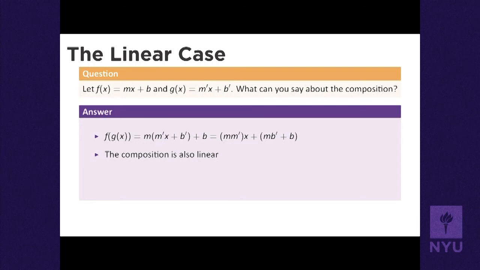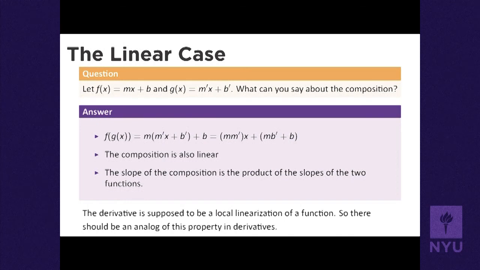Who cares? Well, if you look at it formally now, you see that what we have is a constant times x plus another constant, which means that the composition of two linear functions is another linear function. And what is the slope of that composed linear function? It's the product of the slope of the first function and the slope of the second function. So when you take two linear functions, mx plus b, m prime x plus b prime, whatever those are, the slope of the composed linear function is the product of the slopes of the component functions.